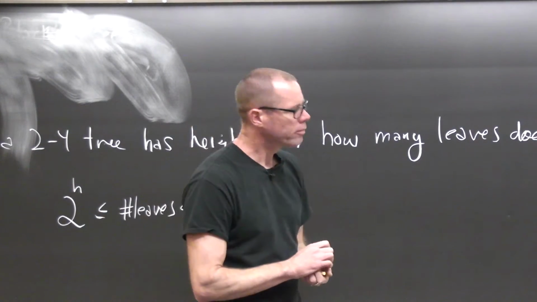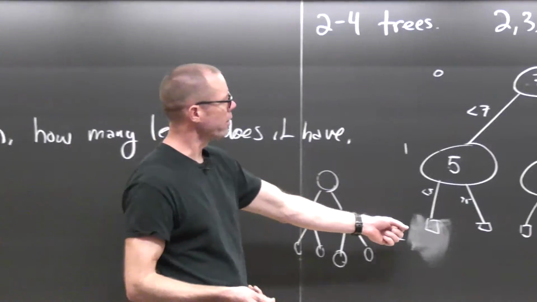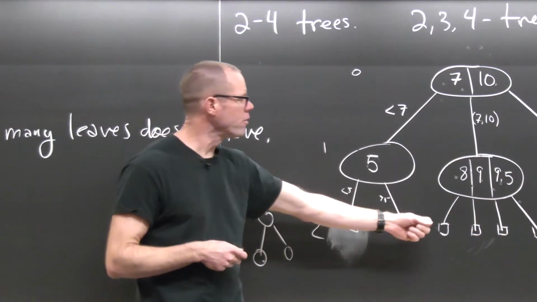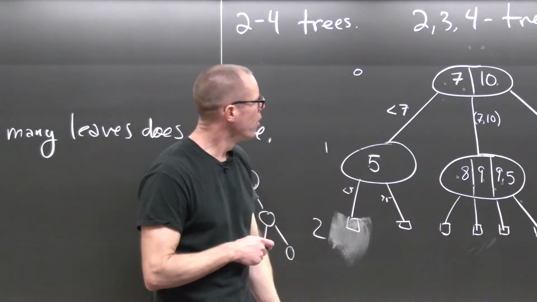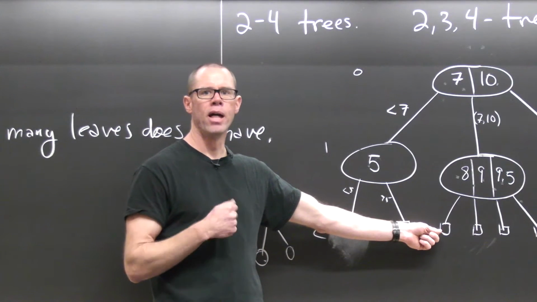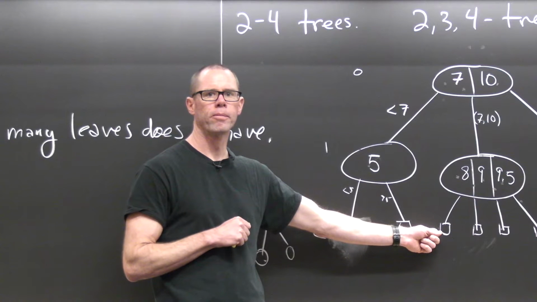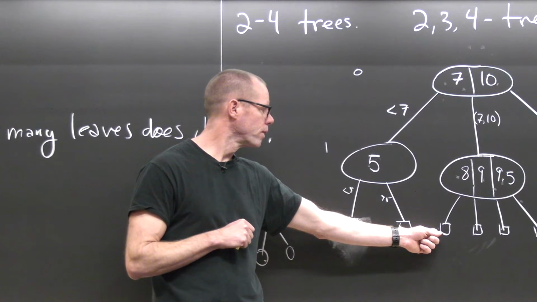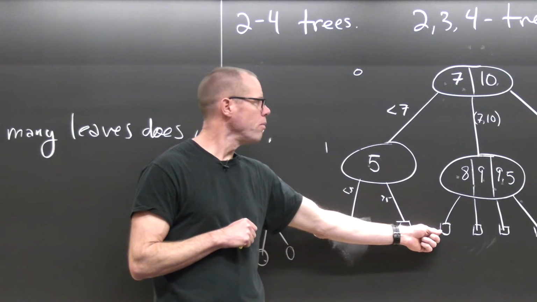Kind of. What do these leaves represent? If I do a search and I end up in one of these leaves, what does that tell me? Like if I end up, for example, at this leaf, what do I know about the element I'm looking for? Is that it there, in that spot, or is it in the tree? Yeah, but what's it between?